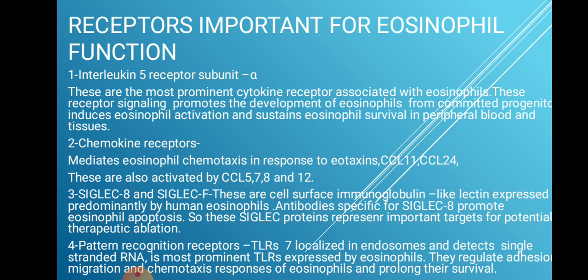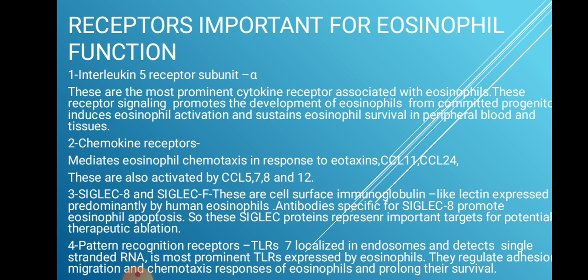Chemokine receptors mediate eosinophil chemotaxis in response to eotaxins. Sialic acid binding immunoglobulin-like lectins 8 and F. These are cell surface immunoglobulin-like lectins expressed predominantly by human eosinophils. Antibodies specific to these promote eosinophil apoptosis. So these proteins represent important targets for potential therapeutic ablation.